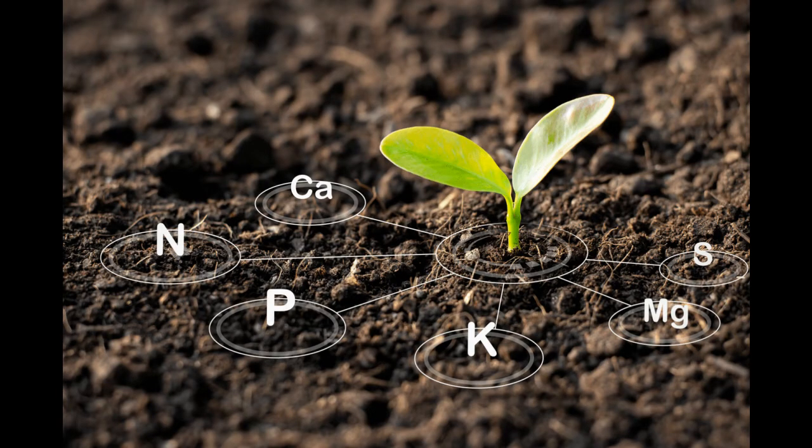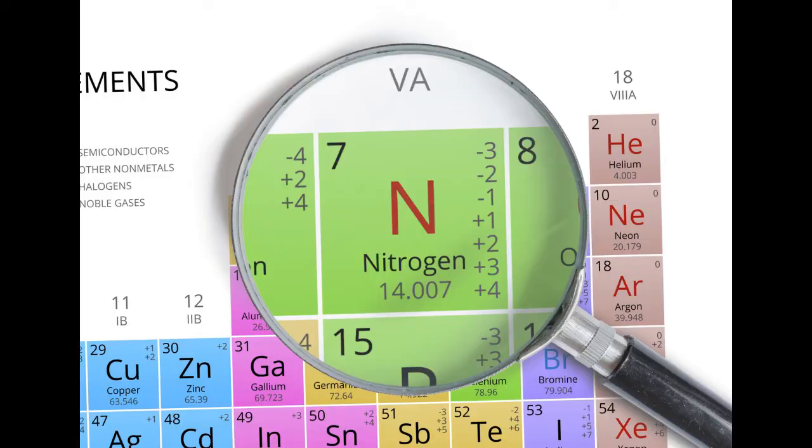The three main nutrients for plants are nitrogen, phosphorus, and potassium. These are generally represented with an N, P, and K respectively. Nitrogen is a very important nutrient. It is found in plant proteins, hormones, and chlorophyll.